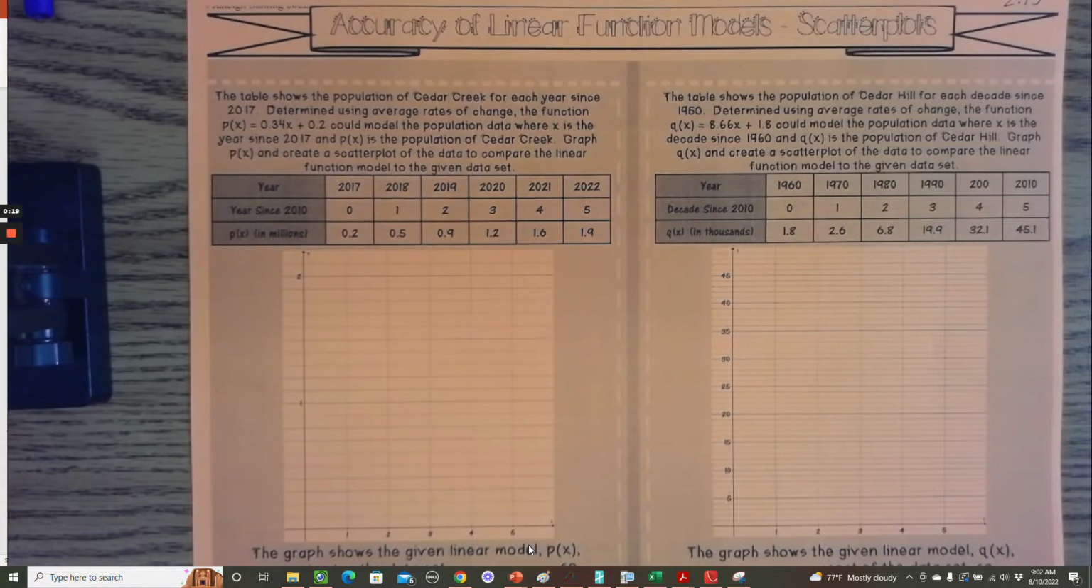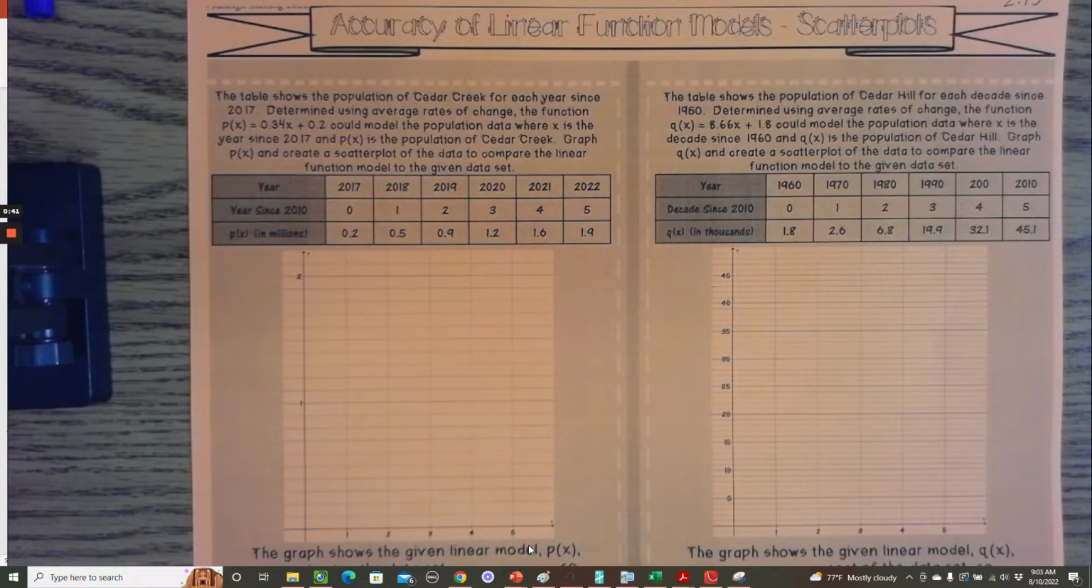The function p of x equals 3400ths x plus 0.2 could model the population data, where x is the year since 2017 and p of x is the population of Cedar Creek. Graph p of x and create a scatter plot of the data to compare the linear function model to the given data set.